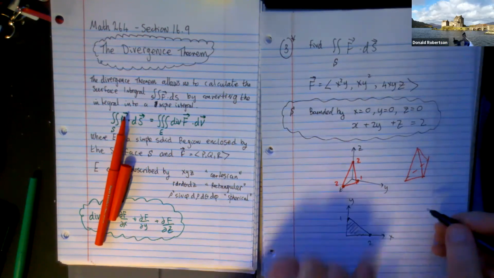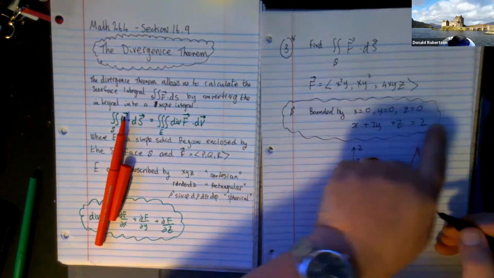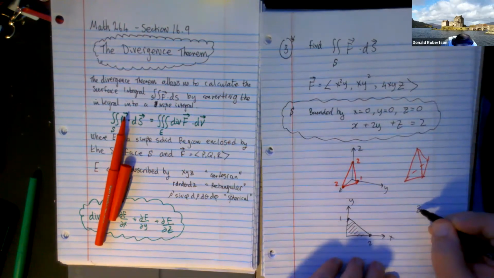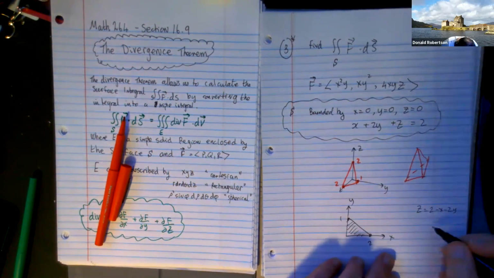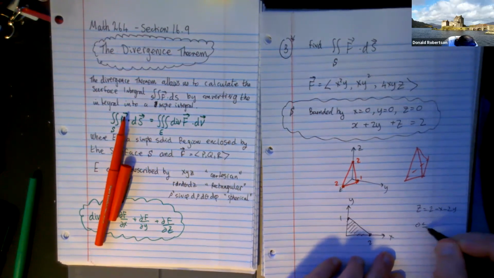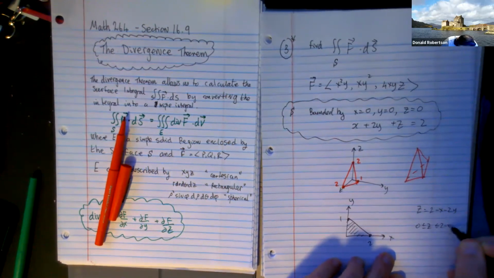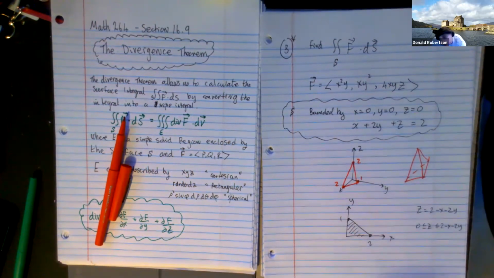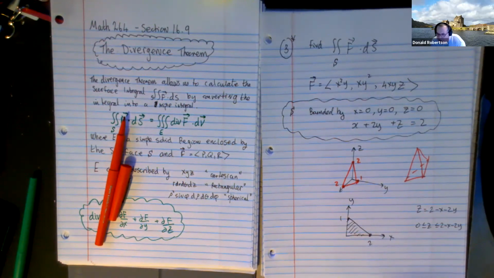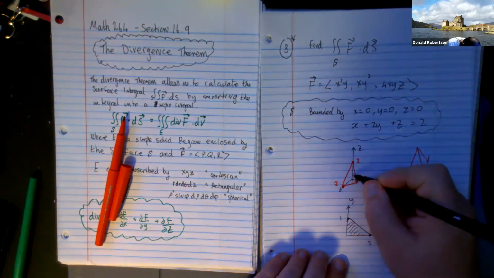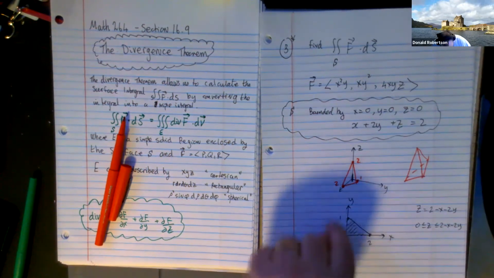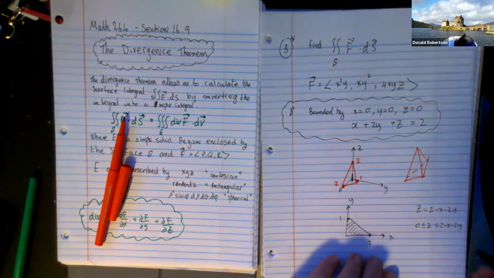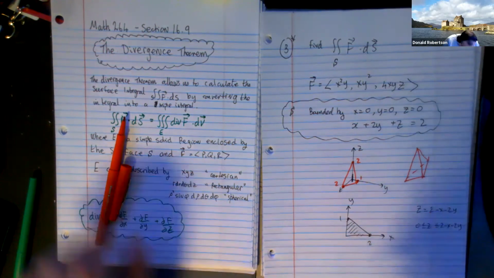So if you rearrange this, you get z equals 2, take away x, take away 2y. And so the z range is going to be from 0 to 2 take away x take away 2y. Are you happy about how I got the z value? It's basically from the floor to the surface. Now this region here, the floor, is going to give me the ranges of the x's and the y's.